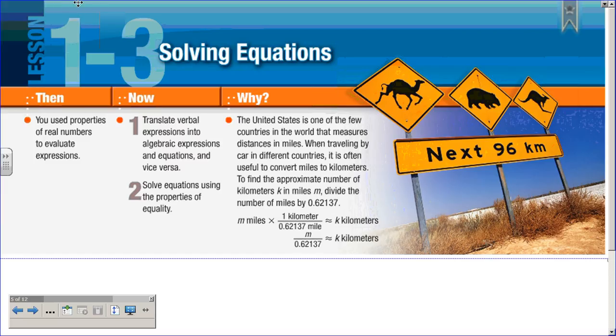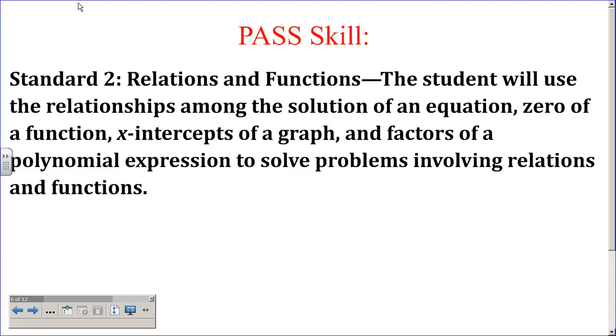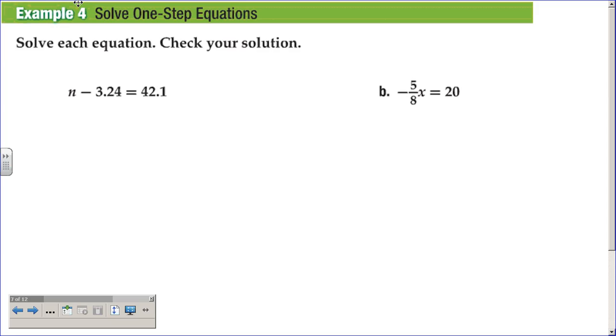Today we're looking at lesson 1.3a. This is all about solving basic equations, and just kind of a review of the things that you did back in Algebra 1. Okay, your past skill right there, student relationship among solutions of an equation, and so on and so forth. Okay, the first thing, just a little reminder, a little refresher for you on solving equations.